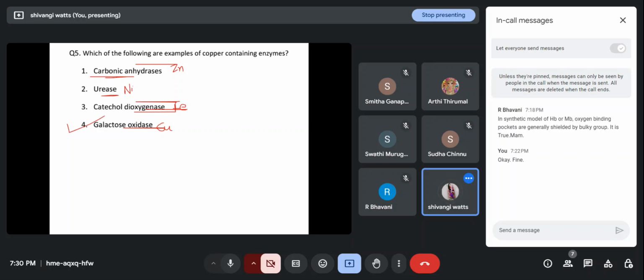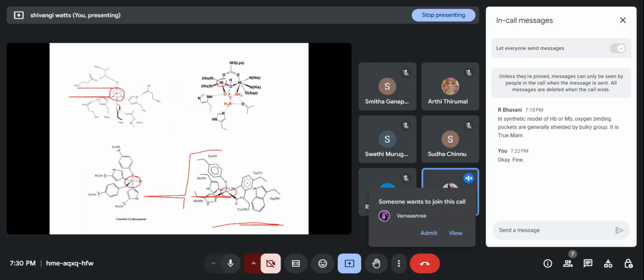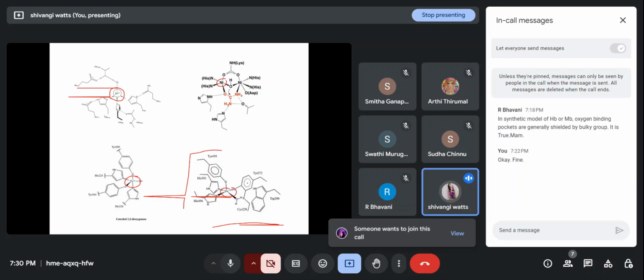So galactose oxidase is an enzyme which contains copper in its active site. So from all the four enzymes, you can note down the active site of all of them, because the next day they can ask you which of the following enzymes is a nickel containing enzyme. You should know that urease is a nickel containing enzyme. That's why I was telling you to note down the active site of all the four enzymes.